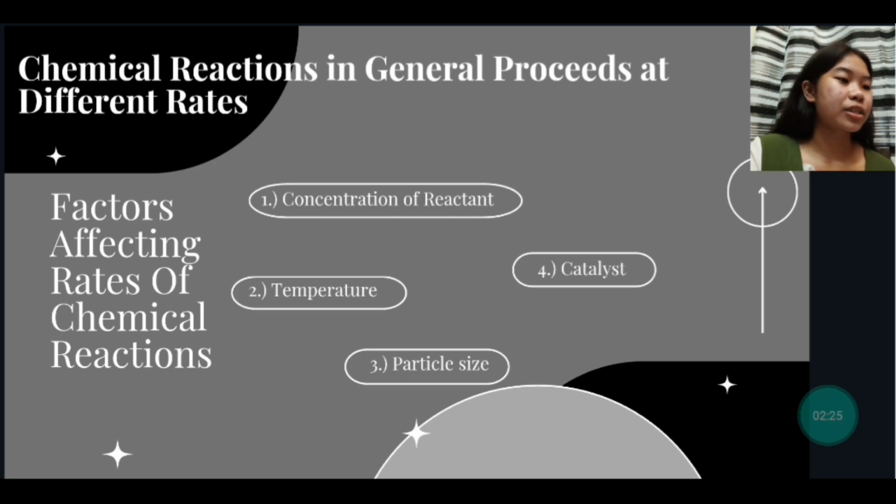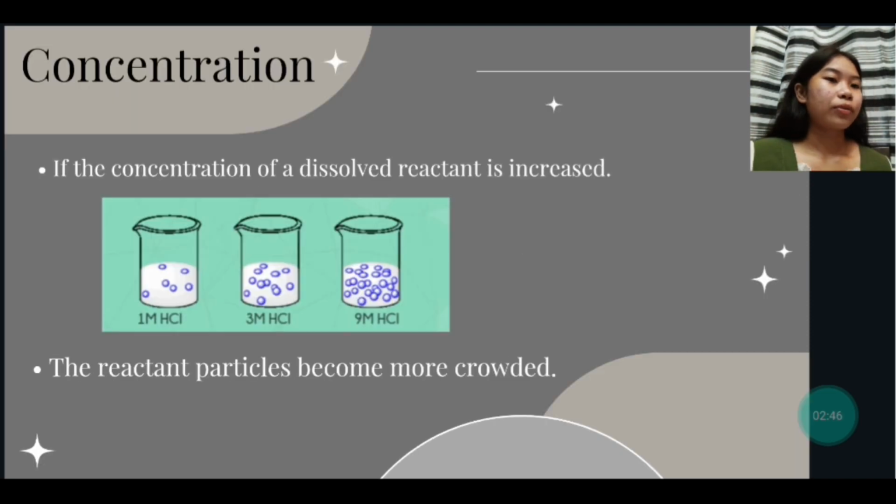Chemical reactions in general proceed at different rates. The difference in rates of reaction is caused by several factors such as the concentration of reactant, temperature, particle size, and the catalyst. The first factor of chemical reaction is the concentration of reactant.